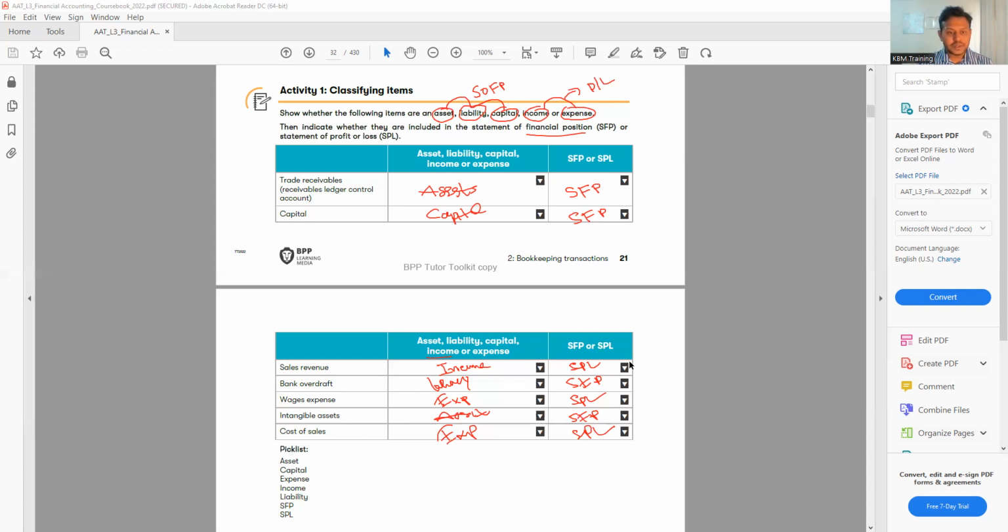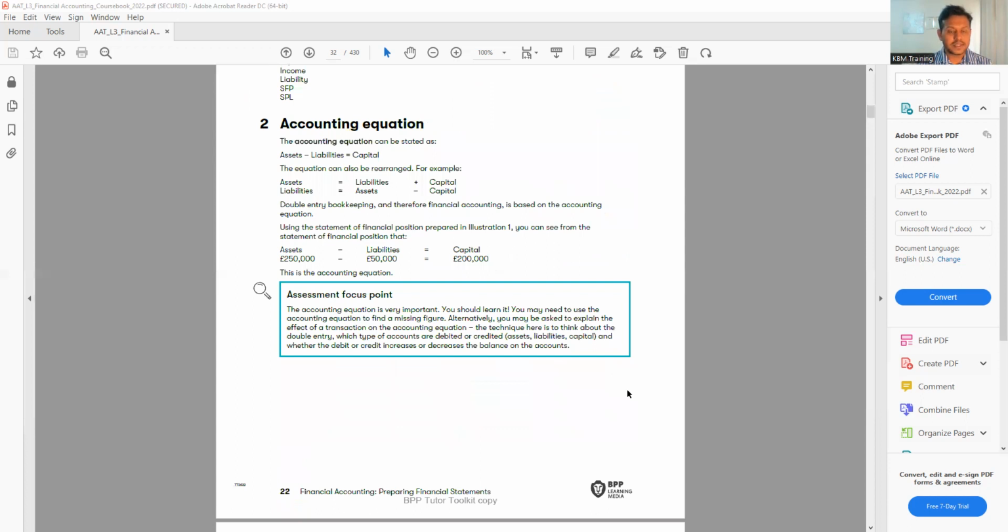All right, let's move to the next one, the accounting equation. I already said how to do the accounting equation. You need to remember asset will be on the top, and liability and capital are there. If I add L and C, it will be equal to the asset. That's all we have to remember. For example, if my liability is 50 and the capital is 50, then the asset will be 100. It's quite simple.